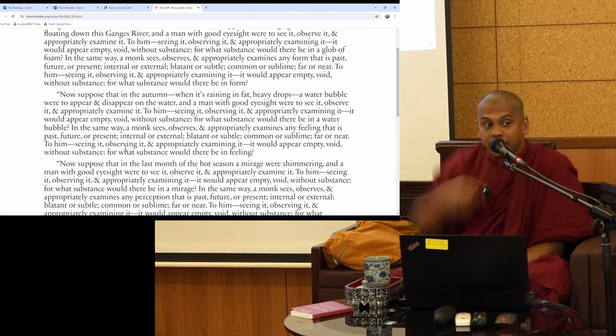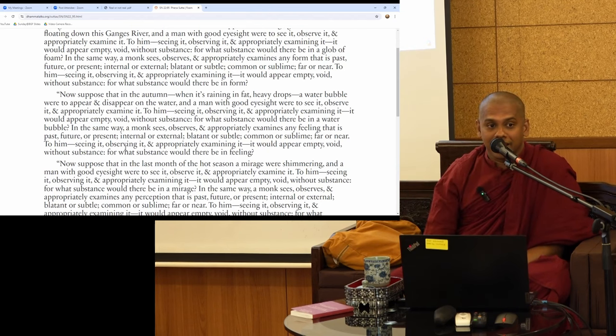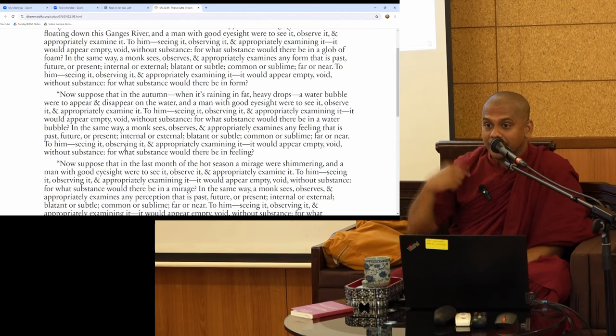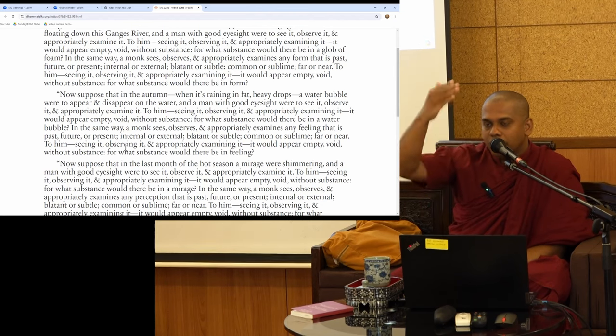Perception is where? Here or there? Here. Feeling? Here or there? Here. Mental intention? Here or there? Consciousness? Here or there? There, right? Then rupa, the form, is here or there? Here.